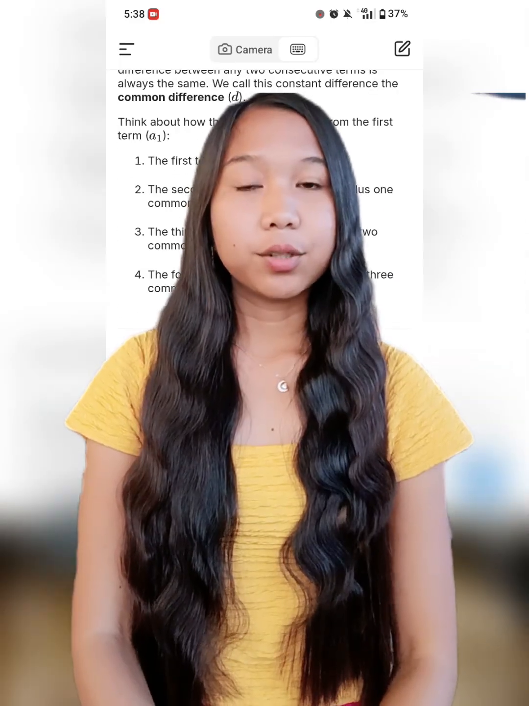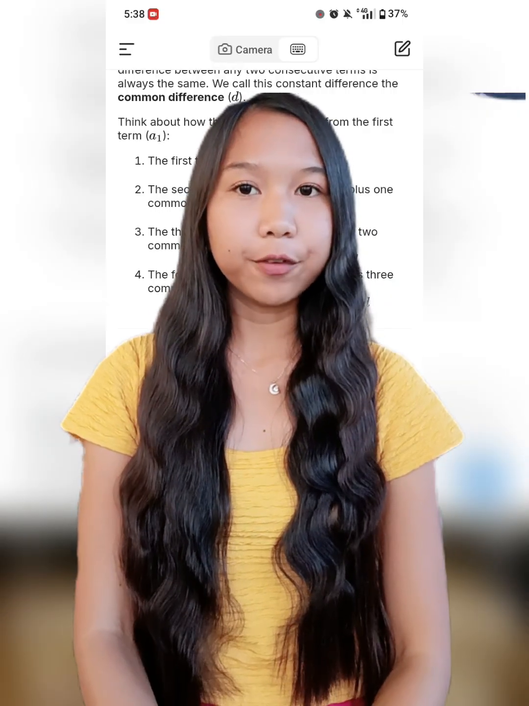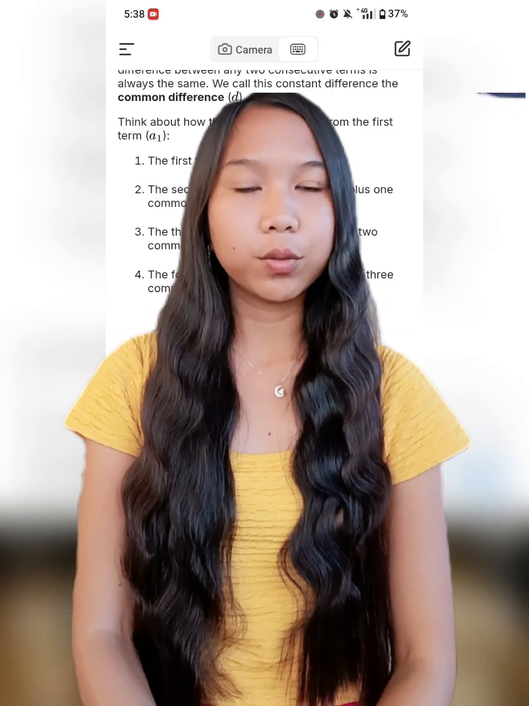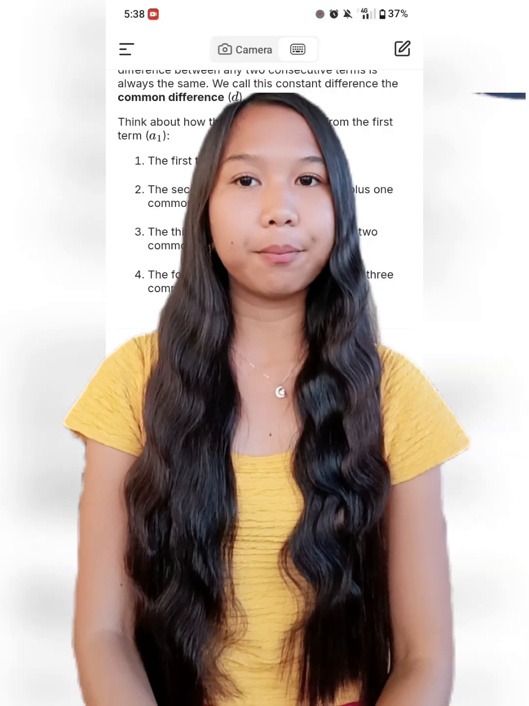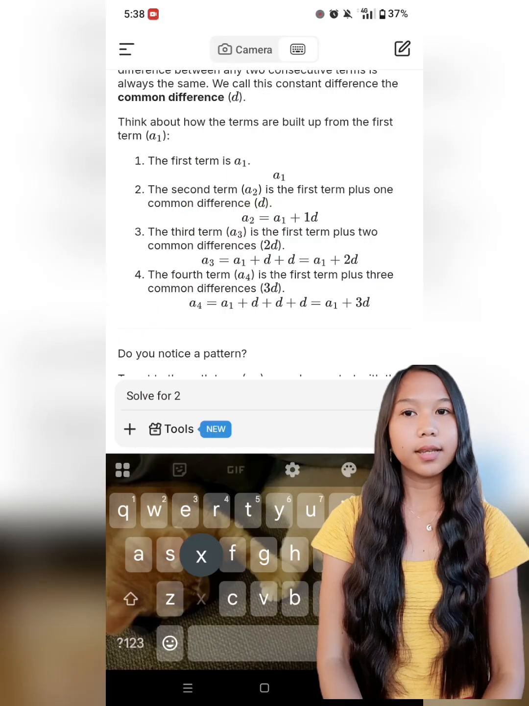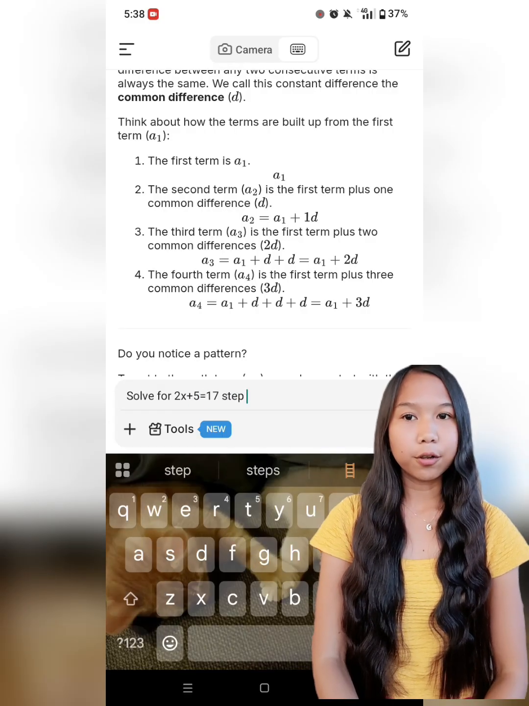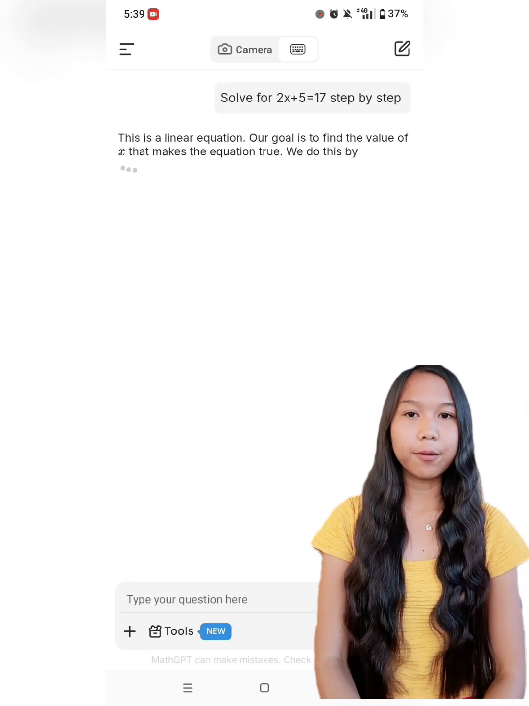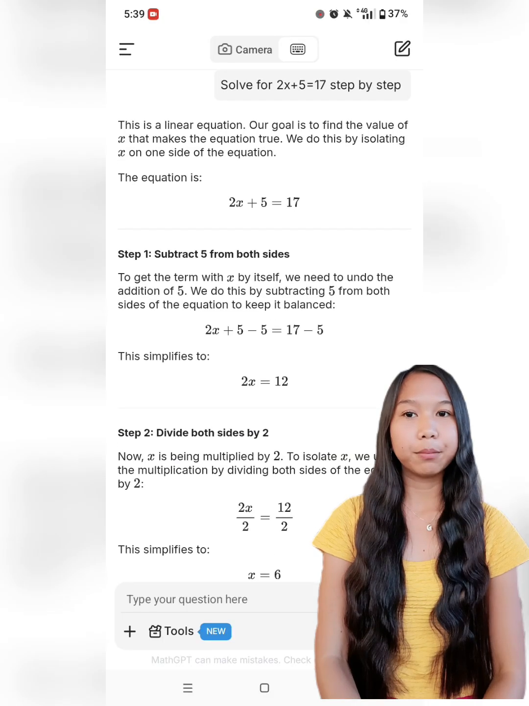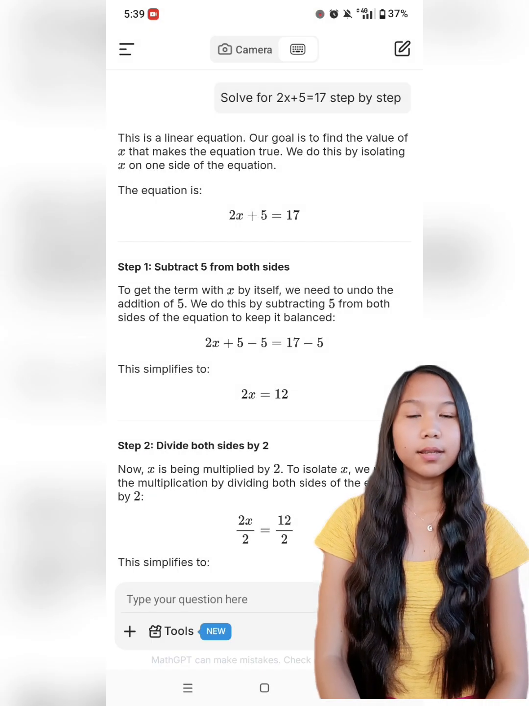For best results, remember these tips. Write complete questions, include given values, specify what you are solving for, and ask for step-by-step explanations if needed. For example, instead of writing "solve this," write "solve 2x plus 5 equals 17 step by step."